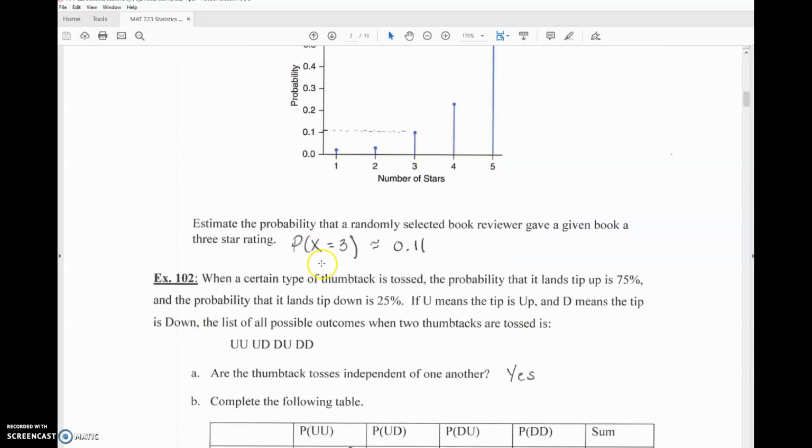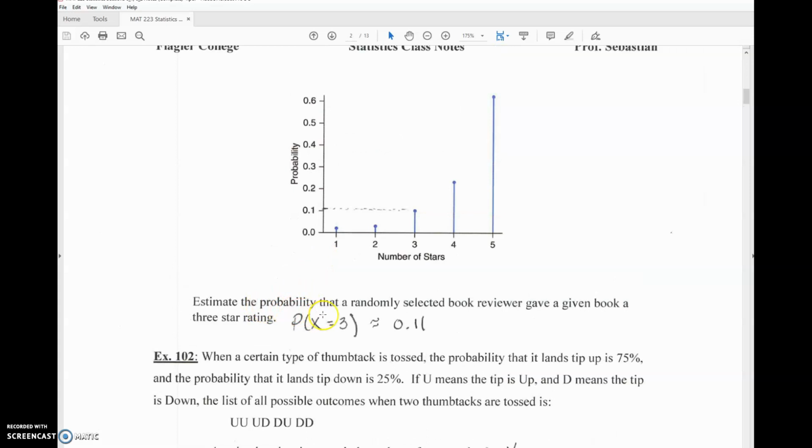So let's estimate the probability that a randomly selected book reviewer gave a given book a 3-star rating. So what that's asking for is what's the probability that x equals 3? You may read it slightly different, and that would be okay, but I'm reading this as approximately 0.11, or about 11% chance that the book reviewer got a 3-star rating.